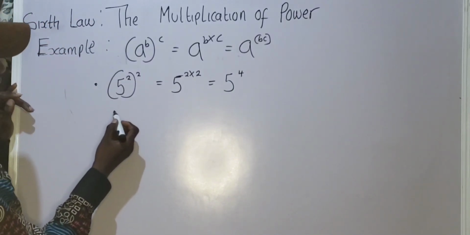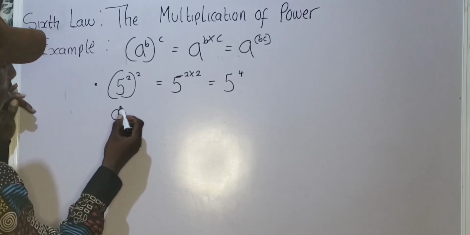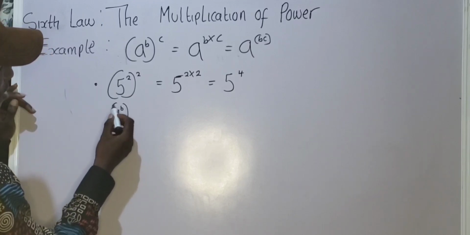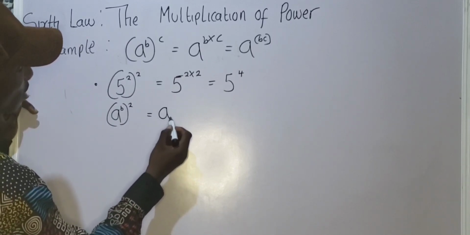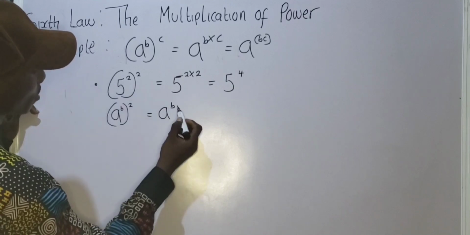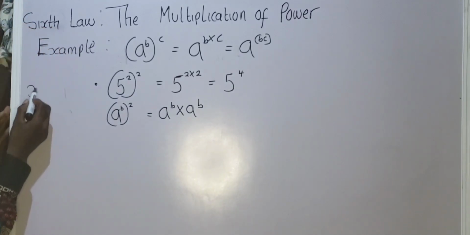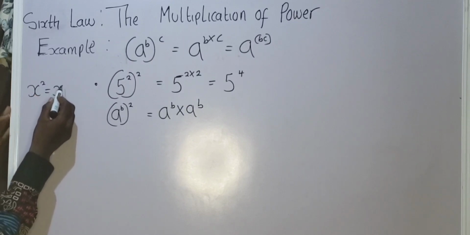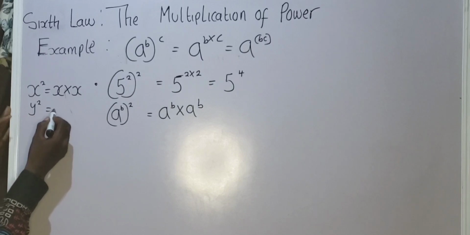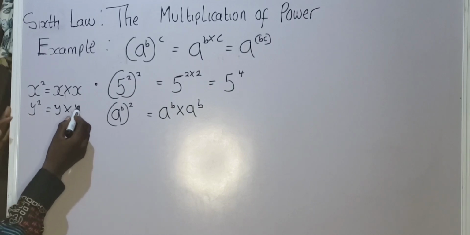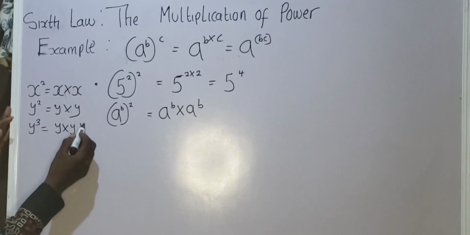because, don't forget that if we have a raised to the power of b, raised to the power of 2, this can be written as a raised to the power of b multiplied by a raised to the power of b. Do you understand? For example, if we have x squared, this can be written as what? x multiplied by x. Are you getting it? If you have y squared, that will be what? y multiplied by y. If we have y raised to the power of 3, this will be what? y multiplied by y multiplied by y.